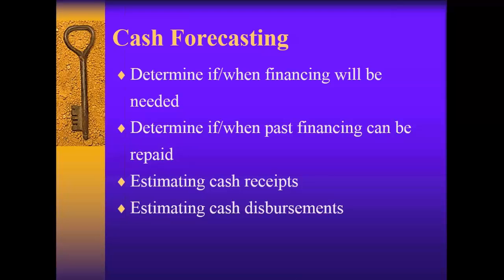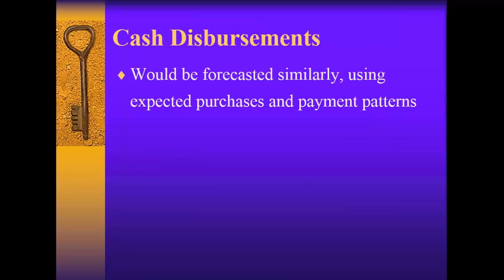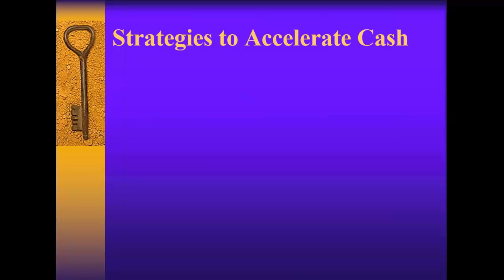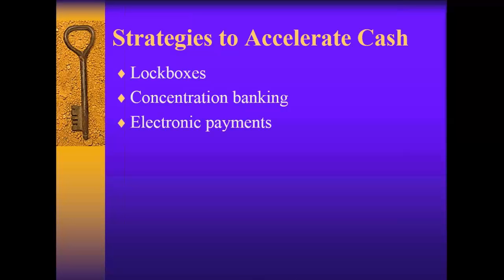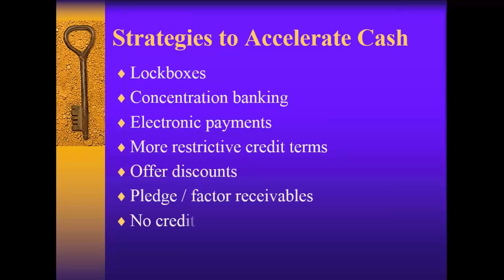And as we're flowing through the organization, we want to determine if in fact the cash cycle is working appropriately. Be forecasting similar using expected purchasing and payment patterns, strategies to accelerate cash: lockboxes, concentrated banking, electronic payments, more restrictive use of credit terms, offer discounts, pledges, and factor receivables. Okay, so let's talk about these.